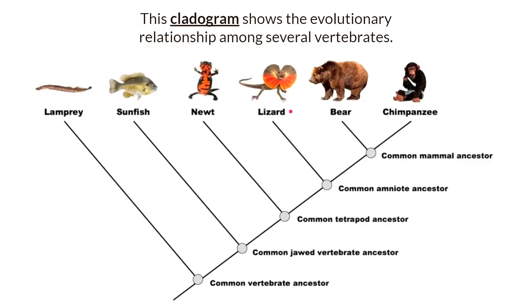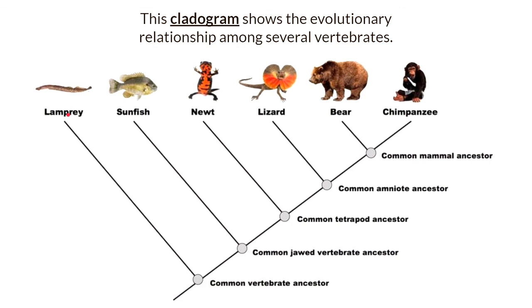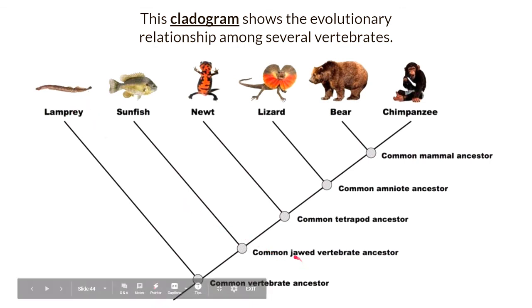This one is a cladogram that shows evolutionary relationship among several vertebrates, or those organisms with backbone. So all of these organisms, lamprey, sunfish, newt, lizard, bear, and chimpanzee, shared a common vertebrate ancestor. But this group evolved differently because they now have a common jawed vertebrate ancestor, so an ancestor with jaws. Because lampreys do not have jaws, they are known as jawless fish. So they are shown to split from the group here.